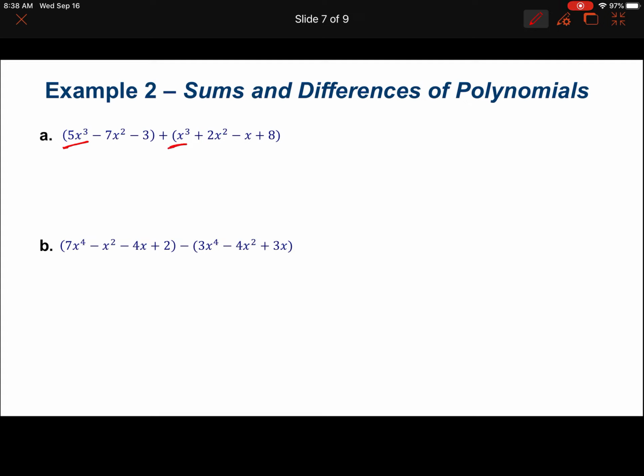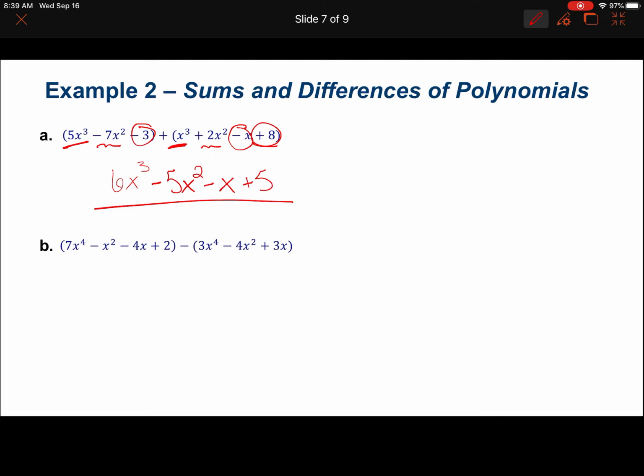So what you want to do is take your like terms. I have a 5x cubed and an x cubed. If we add those together, you add your coefficients. 5 plus 1 is going to give us 6x cubed. And then we have squared, so I have a minus 7x squared plus 2x squared. Negative 7 plus 2 would give us negative 5x squared. And then here I don't have an x, but over here I do, so I have to bring down this minus x. And then I have negative 3 plus 8, which would give us plus 5 for your final answer. Notice this one's written in standard form. When I put mine together, I just keep it in standard form.